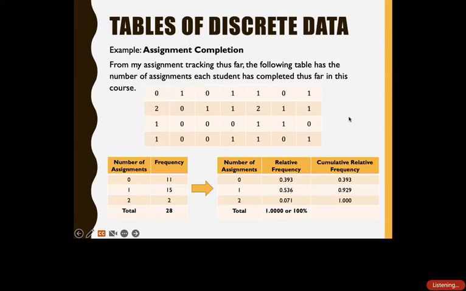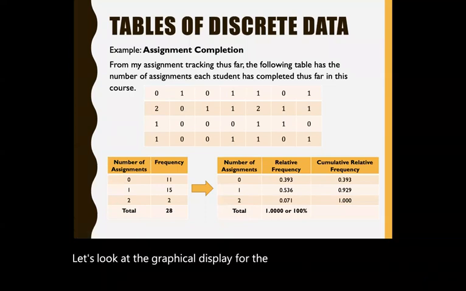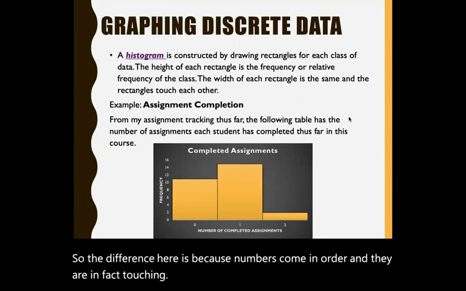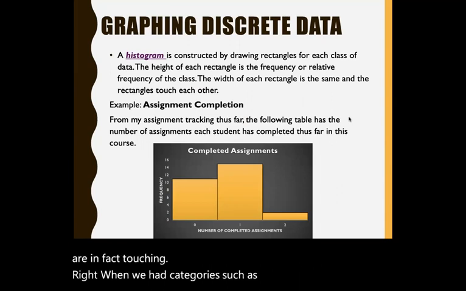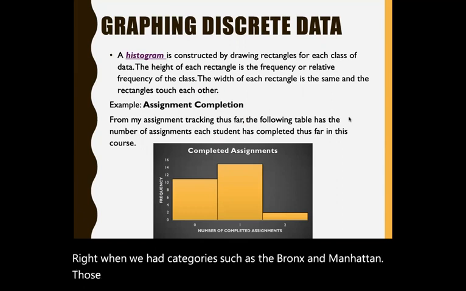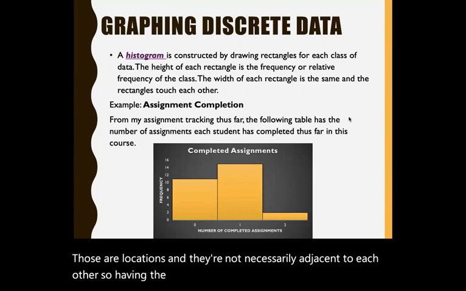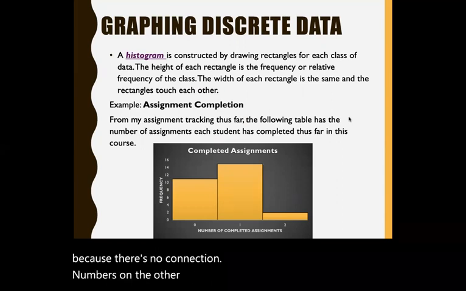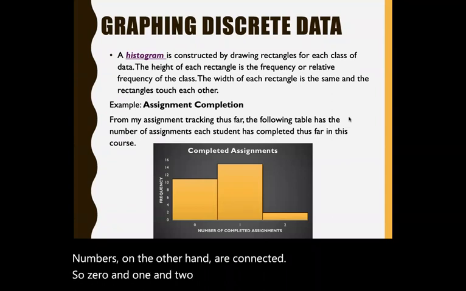Now, let's look at the graphical display for the frequency. So the difference here is because numbers come in order, and they are in fact touching, right? When we had categories such as the Bronx and Manhattan, those are locations and they're not necessarily adjacent to each other. So having the bars touch, we do not do for categorical data because there's no connection. Numbers, on the other hand, are connected. So 0 and 1 and 2 in this situation are touching.